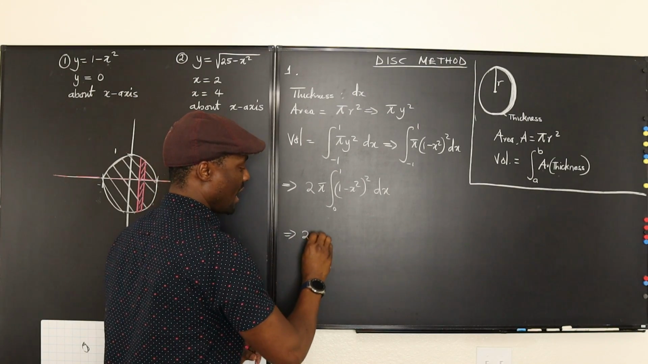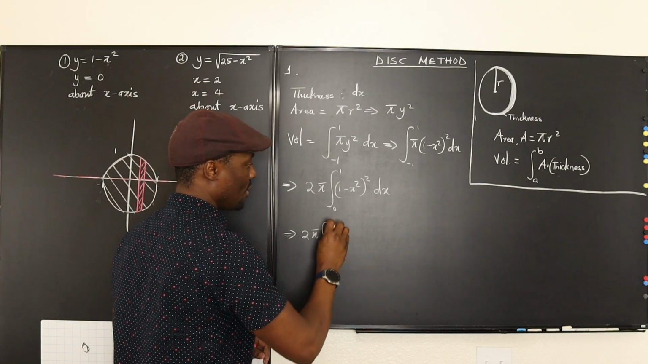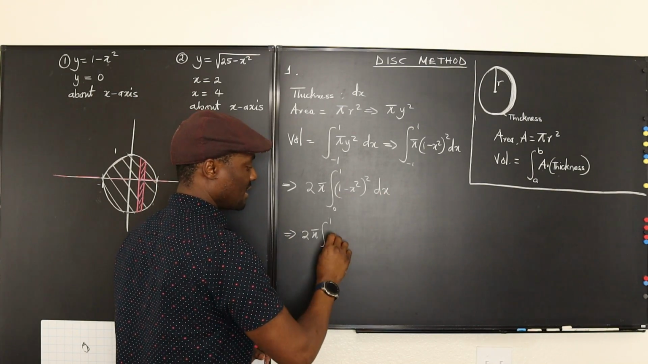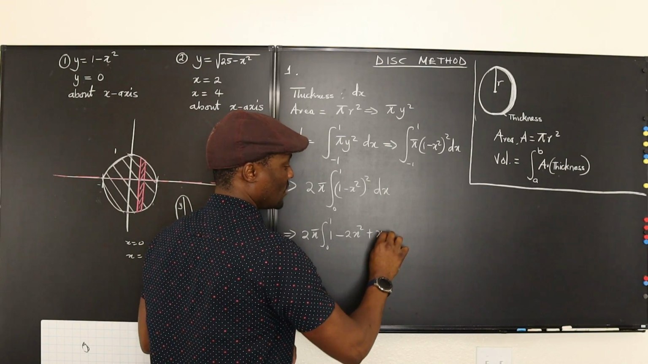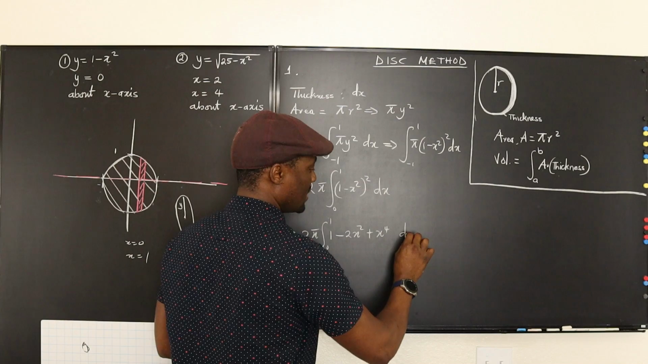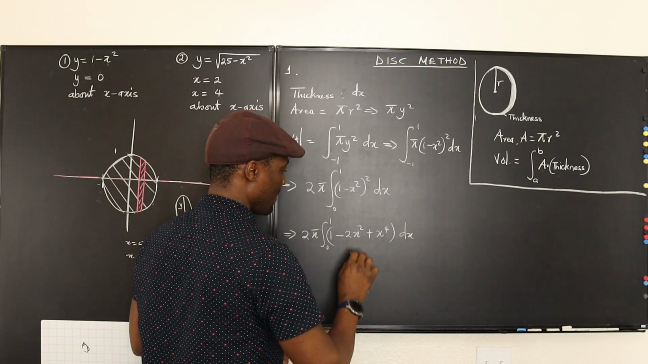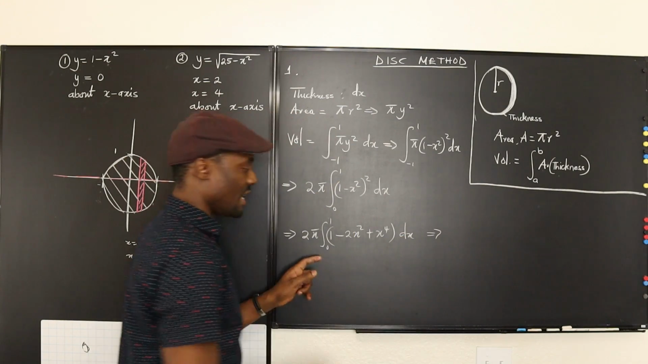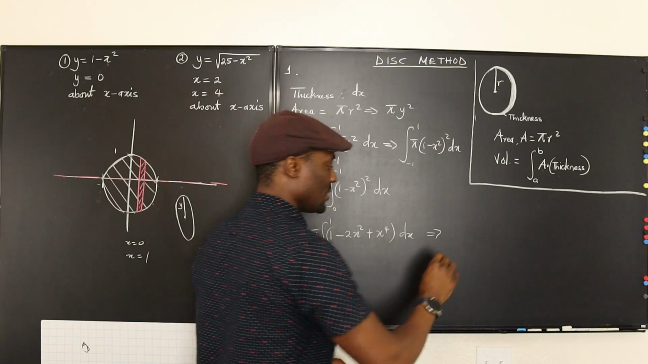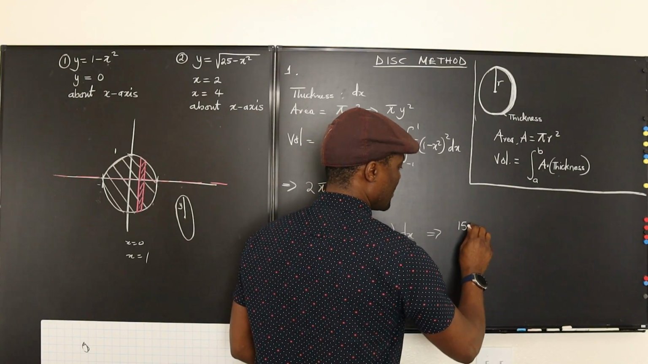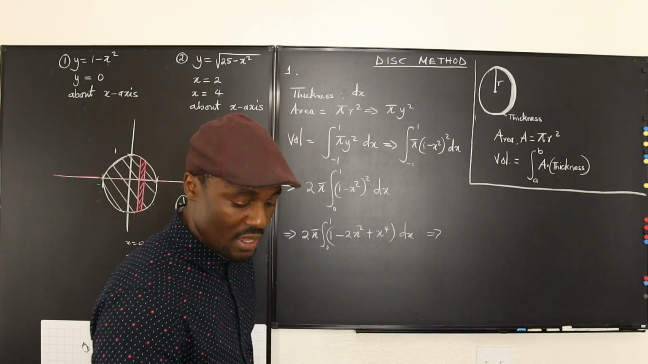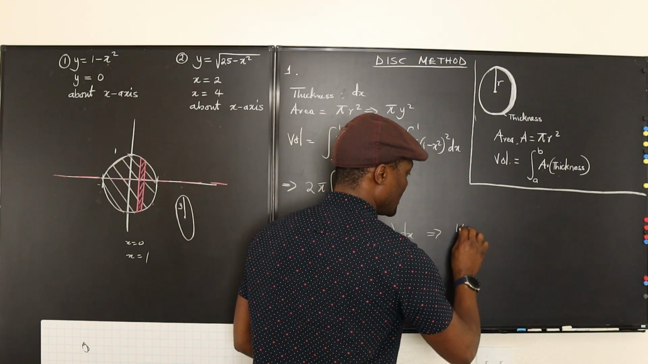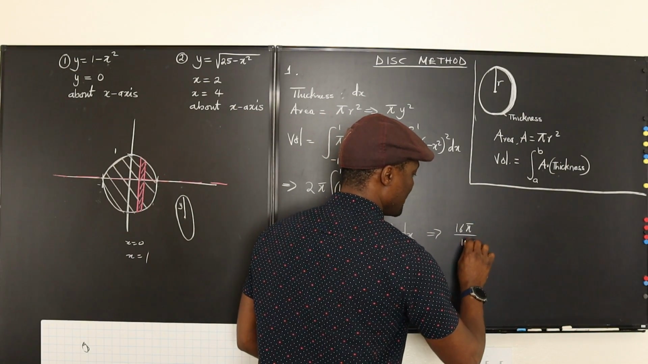This is going to be 2 pi, the integral of 0 to 1 of, if you expand this, 1 minus 2x squared plus x to the 4th. And then you integrate it with respect to x. Well, if you take this integral and you work on it, your answer is going to be 16 pi over 15. That's what you're going to get. Okay, it's going to be 16 pi over 15.